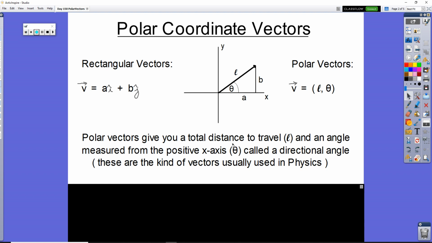So remember, polar vectors give you a total distance of travel, L, and an angle measured from the positive x-axis called theta. These are the kinds of vectors that you're usually going to get in physics. They'll say something like a 10 Newton force acts at a 62-degree angle, et cetera, et cetera. They're giving you polar vectors. The trouble is the math with polar vectors is very difficult. As we learned yesterday, working with rectangular vectors was very easy. So one of the things that we're going to want to be able to do is to convert back and forth between polar vectors and rectangular vectors.